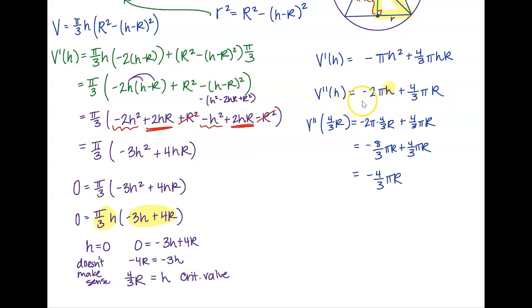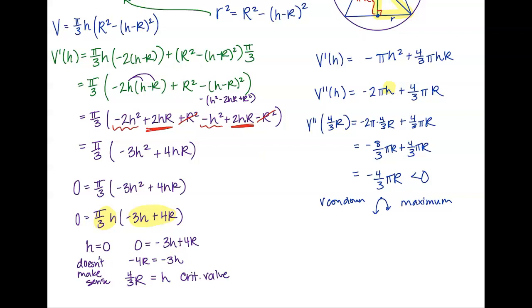Well, if the second derivative at a critical value is negative, right, this is less than 0, then my function must be concave down, right? So that means that v is concave down. So if I have a concave down function, then I do truly have a maximum. So I have a maximum at my critical value of 4/3 r. So we've now shown that that's true, that we really did find our maximum value.